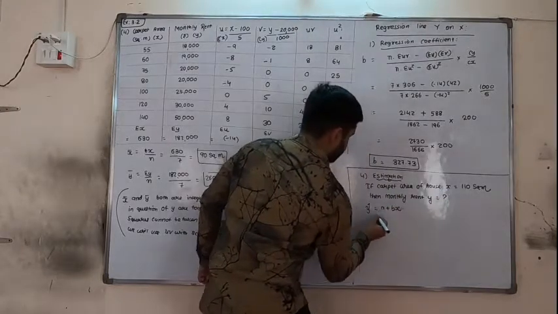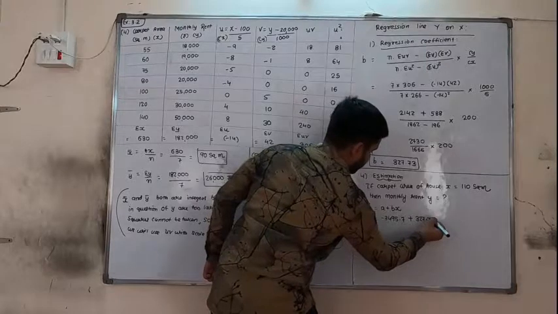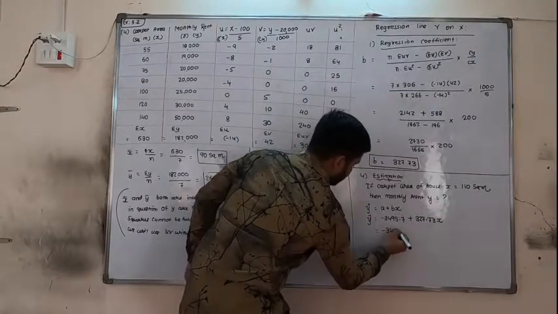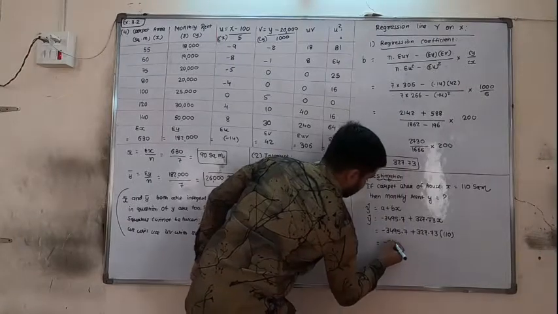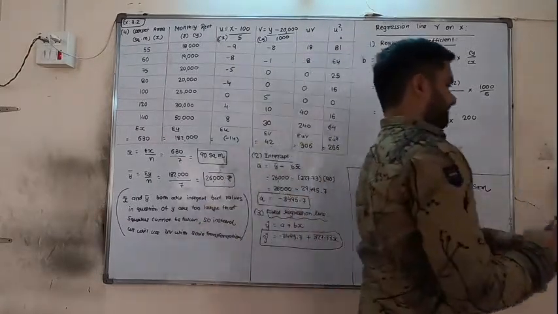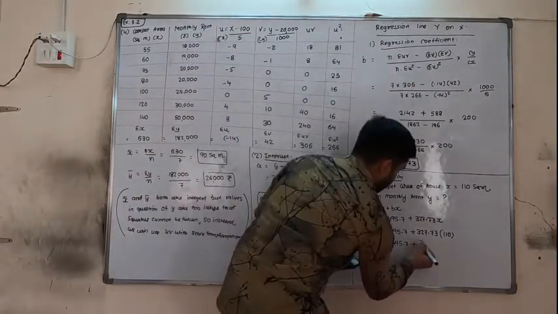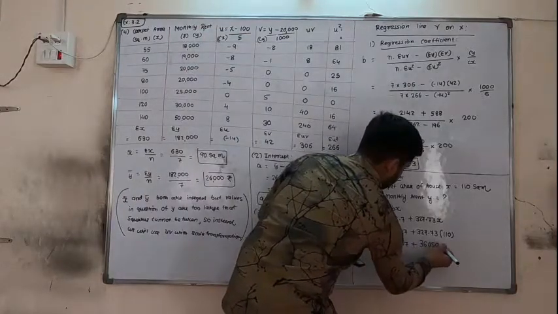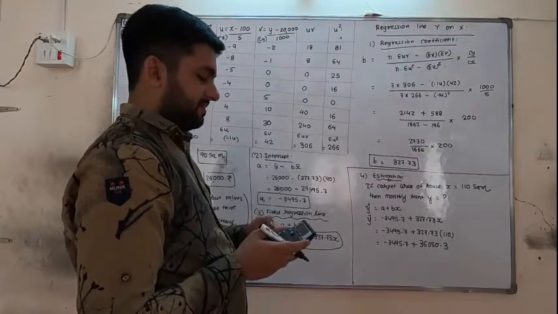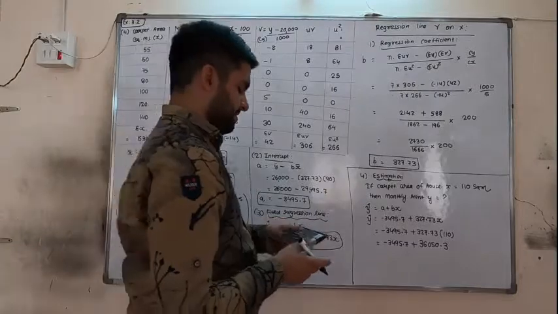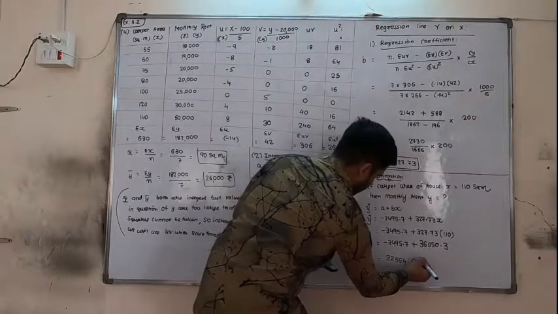y cap is equal to a plus bx, y cap is equal to minus 3495.7 plus 327.73x, which is minus 3495.7 plus 327.73 multiply 110. Minus 3495.7 plus 36050.3. So it is 32,554.6 rupees.